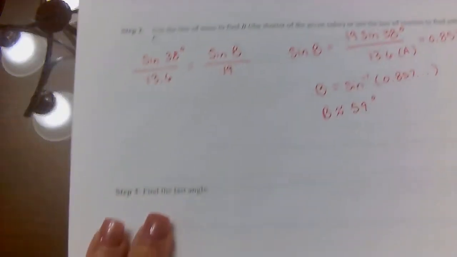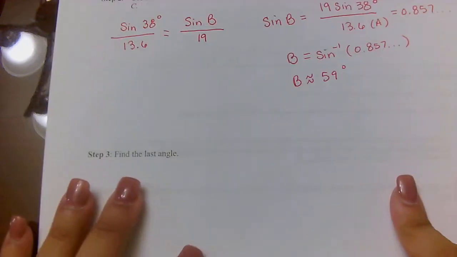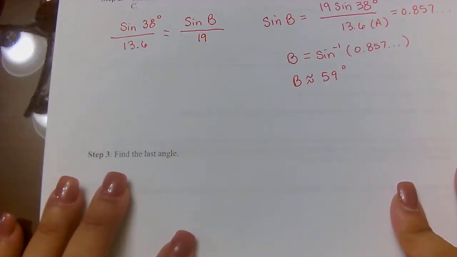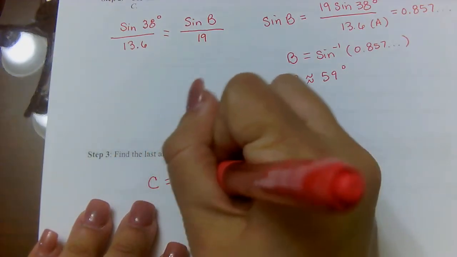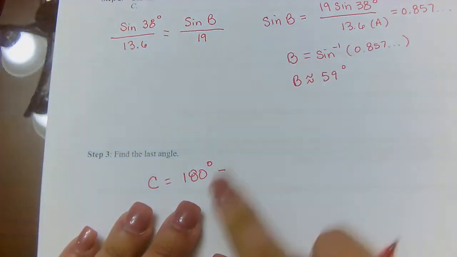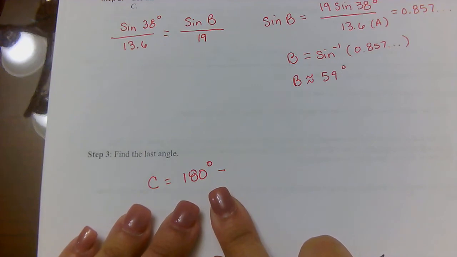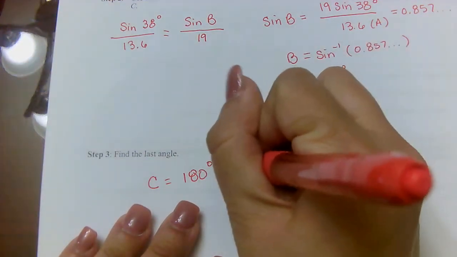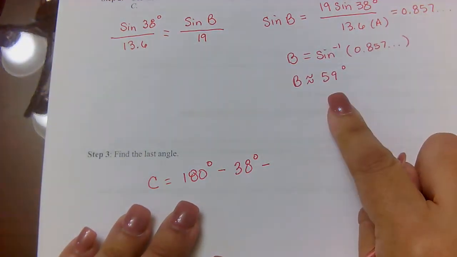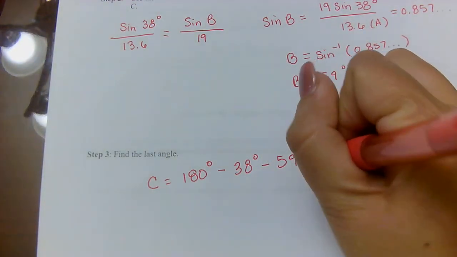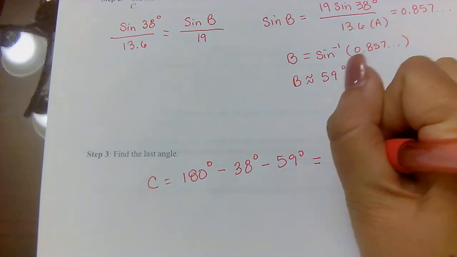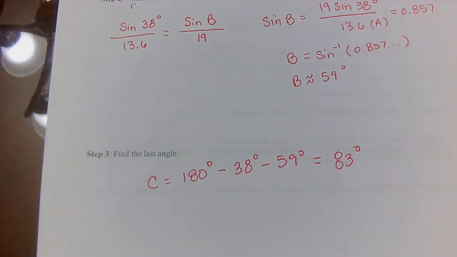Last thing I'm going to do is, now that I have the two angles, I can find the last angle. C would equal 180 degrees minus angle A, which we had as 38 degrees, minus angle B, which is 59 degrees. When I do this, I find angle C to be approximately 83 degrees.